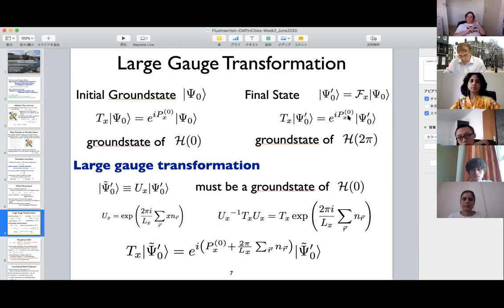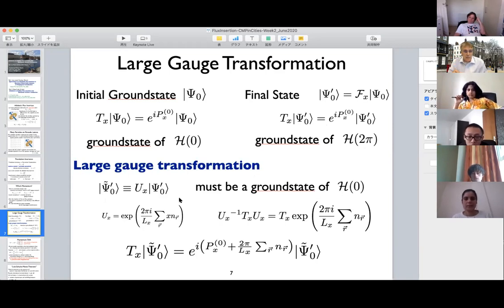But as I noted several times, after flux insertion we are in a different gauge. The Hamiltonian is H with 2 pi flux, which is different from this Hamiltonian. So you cannot directly compare these two momenta because you are in a different gauge. So you now do the large gauge transformation to this final state, and then you obtain another state. So this must be a ground state of the original Hamiltonian.